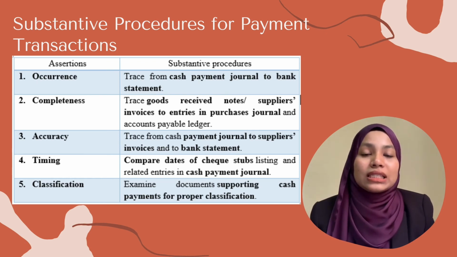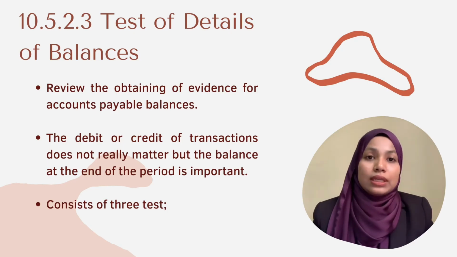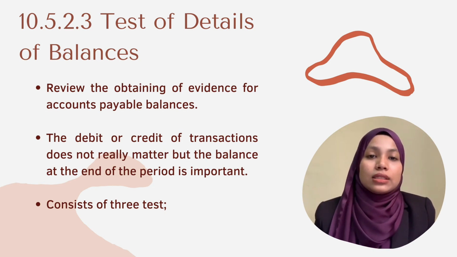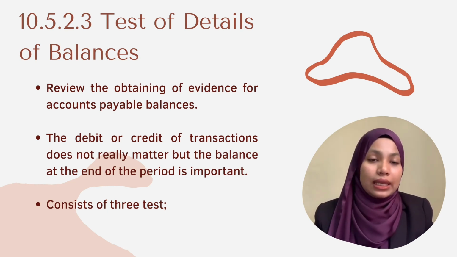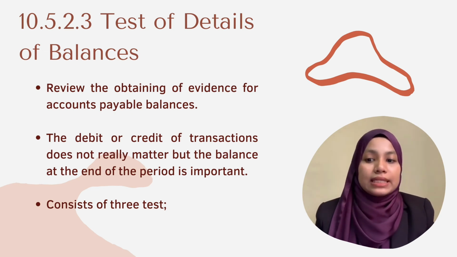And lastly, for classification, examine the documents supporting cash payments for proper classification. Last but not least, the last type of substantive procedures, which is test of details of balance. It is the process of reviewing and obtaining evidence for accounts payable balance. The debit or credit of transaction does not really matter, but the balance at the end of the period is important. It consists of 3 tests.